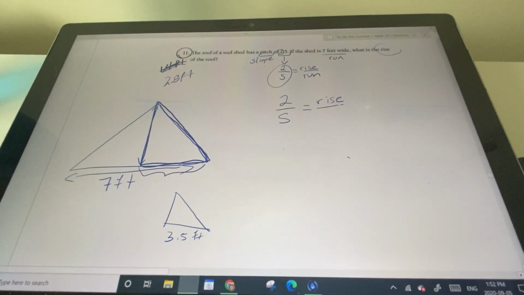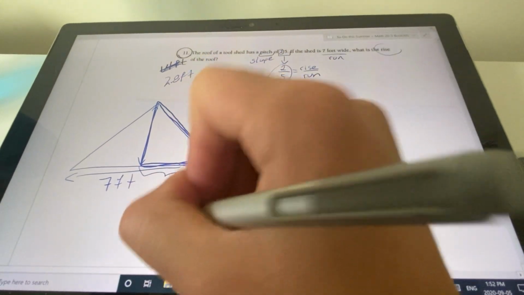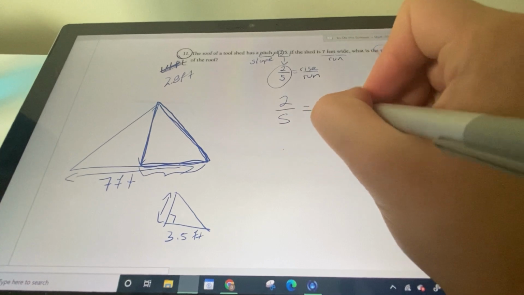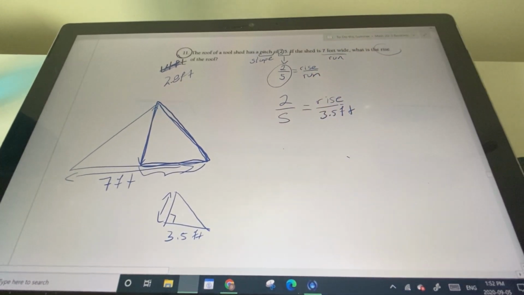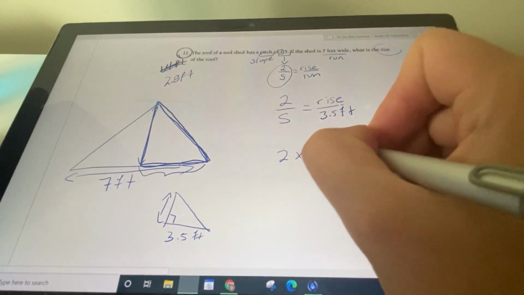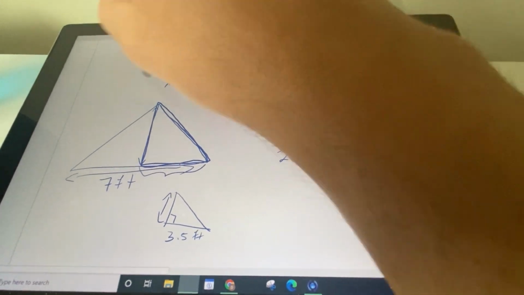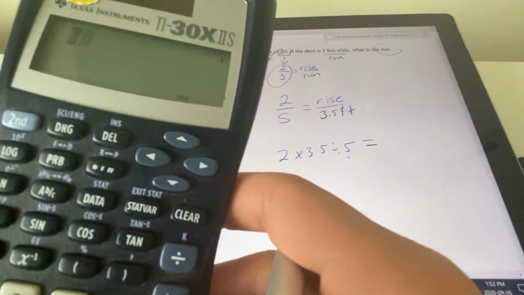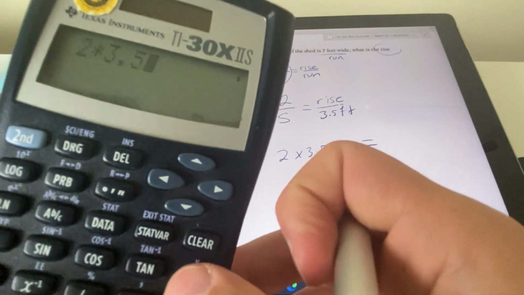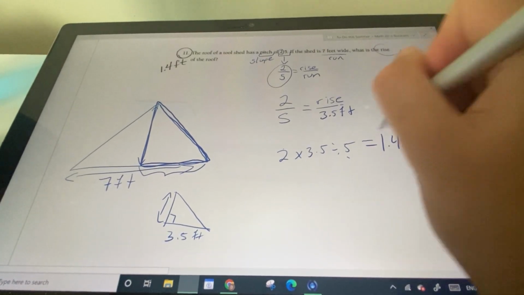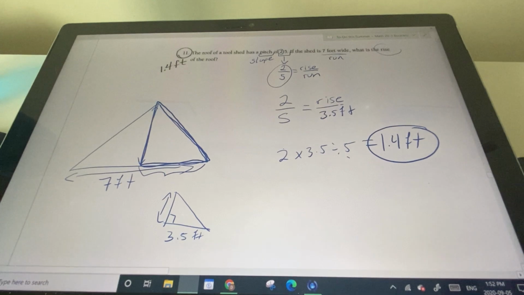Okay, and we're trying to figure out this guy, and this is a 90-degree angle here. So we should actually be putting 3.5 feet. So super important, okay, draw pictures. I haven't been drawing pictures very much, and you should be drawing pictures. So 2 times 3.5 divided by 5. So they did have the right answer. I jumped the gun a little too quick there. So 2 times 3.5 divided by 5 gives me 1.4 feet. That's how high it is. Okay.